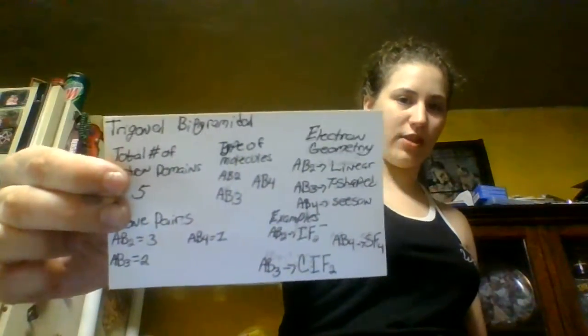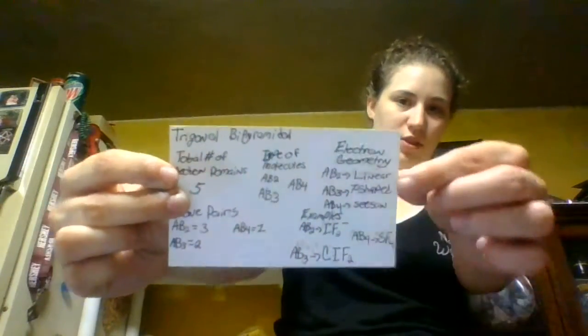Examples of AB2, IF2 negative. Examples for AB3, ClF3. And AB4, SF4. So, there is my information if anyone needs clarification.